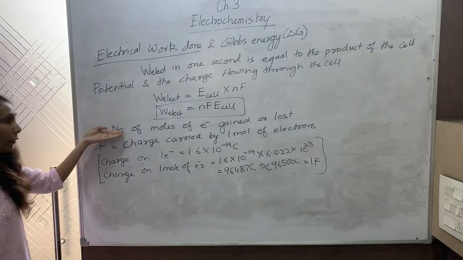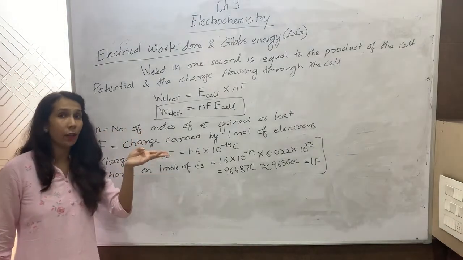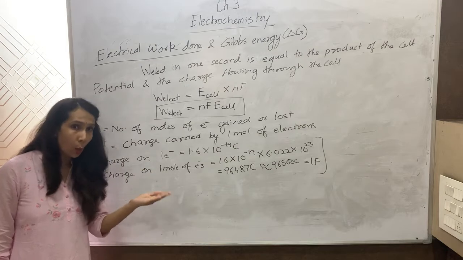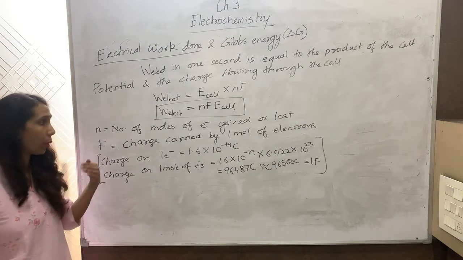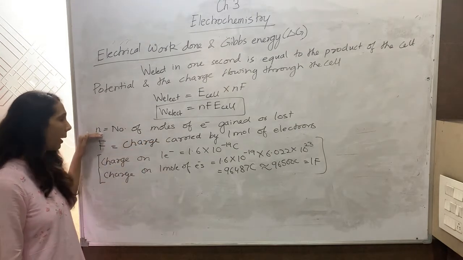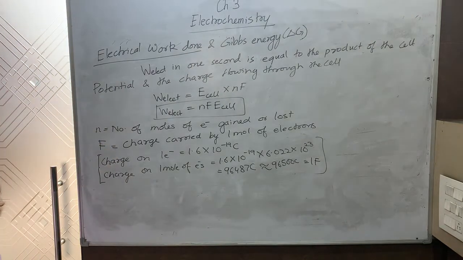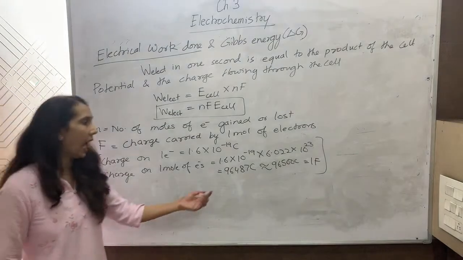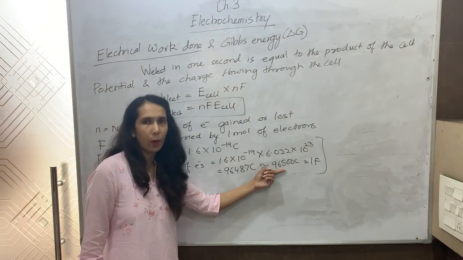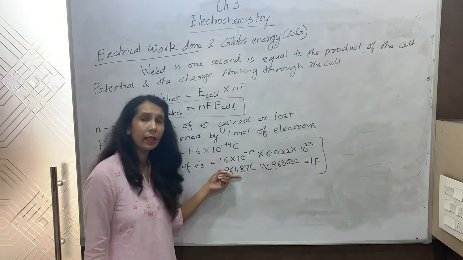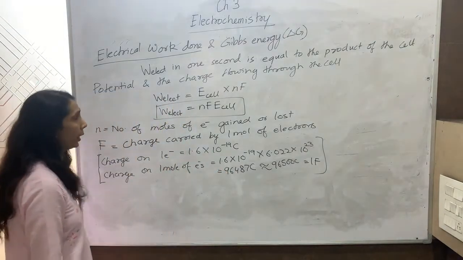Whatever the number of moles of electrons flowing through the circuit, that means 1 electrode will lose, 1 will gain. The number of moles of electrons flowing is represented by N, and the charge on 1 mole of electrons is represented by F, that is Faraday's constant, approximately equal to 96500 coulombs, exactly 96487. So this is the electrical work done.